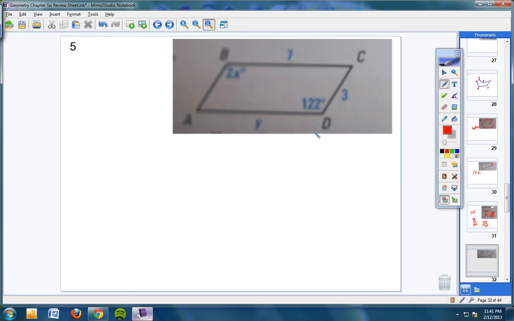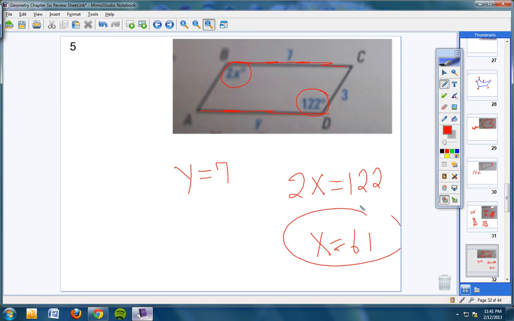Moving on, number 5. All right, number 5. It says in the directions we have a parallelogram. We're going to find the values of x and y. Now remember, if we have a parallelogram, opposite sides are congruent. So if this is 7, y is 7. That's pretty easy. Okay. Now, also, if you have a parallelogram, opposite angles are congruent. So we know that 2x, I know this is a little blurry, but you can look in your books and see it, 2x has to equal 122. Divide both sides by 2, and x equals 61.